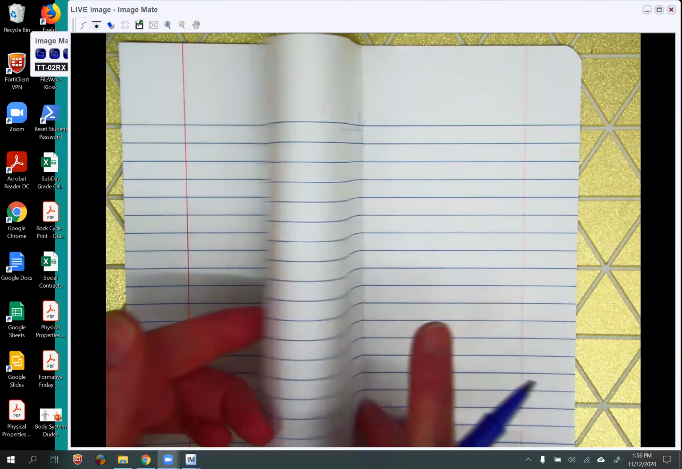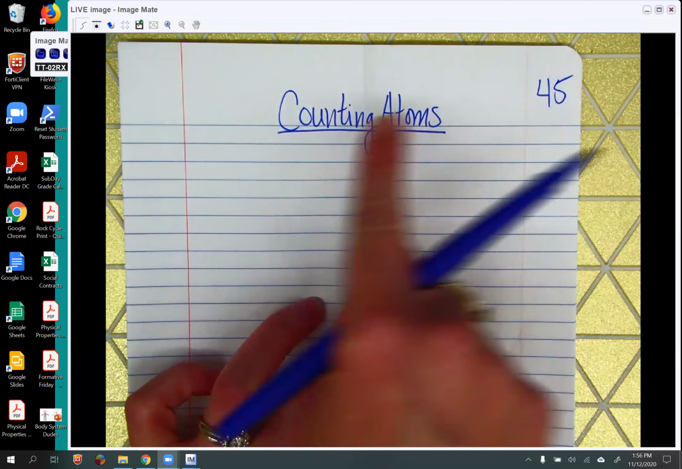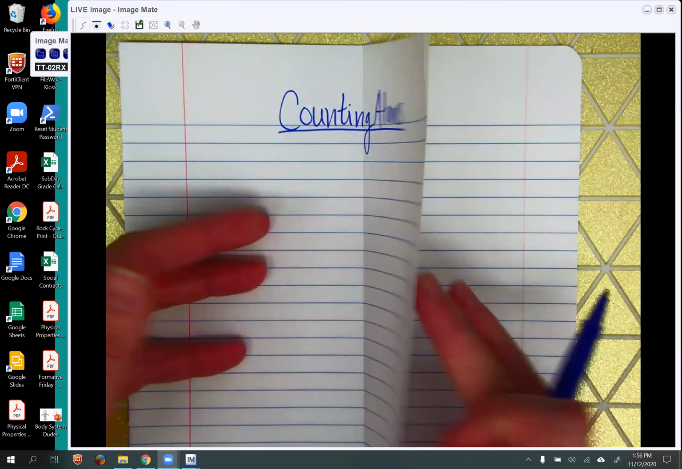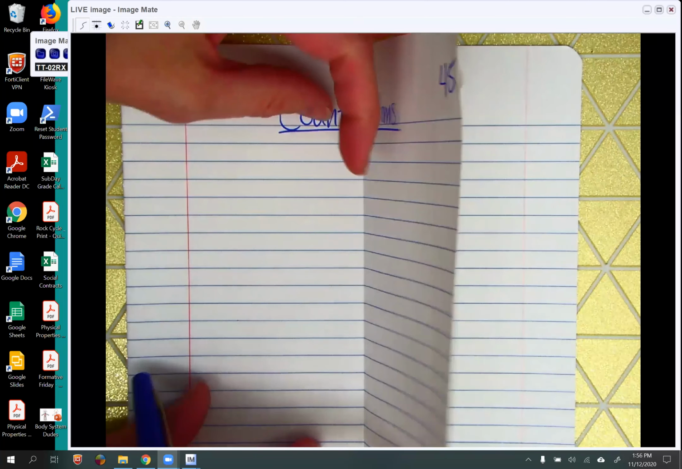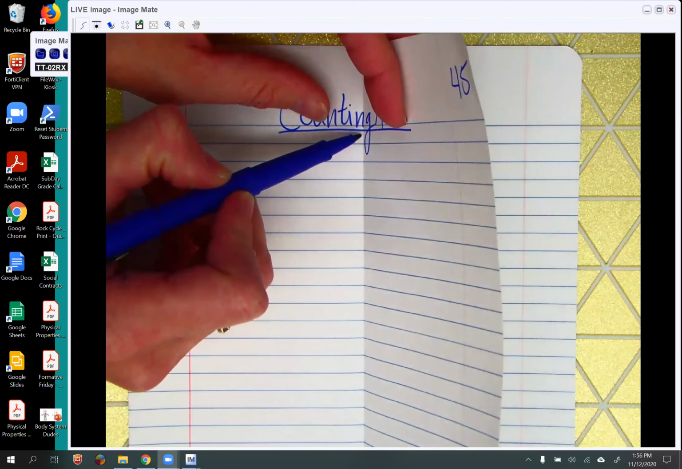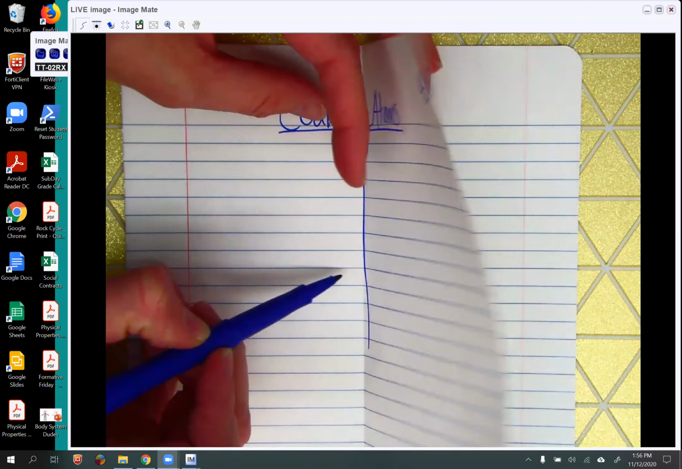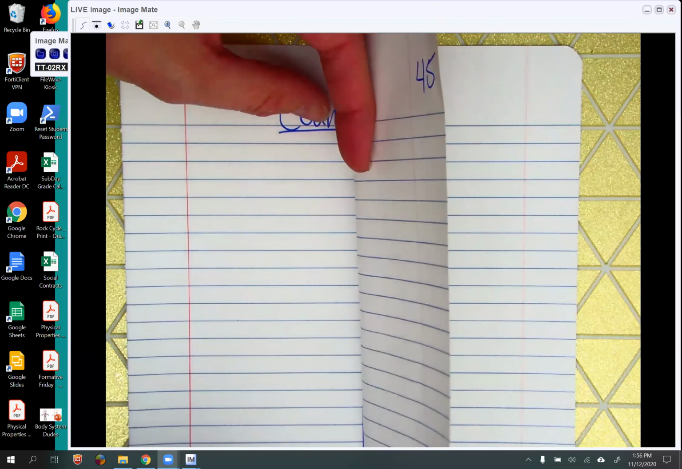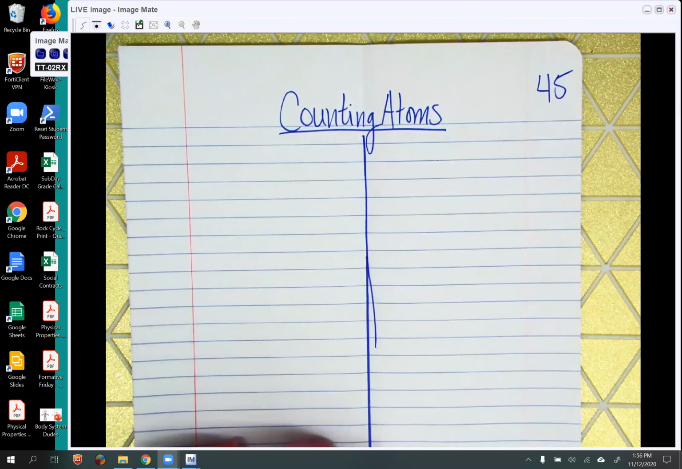Okay, so page 45, counting atoms. We're gonna fold this in half, and then if you'll take the folded line that you just made and trace down it with your pen, you should get a pretty straight line.